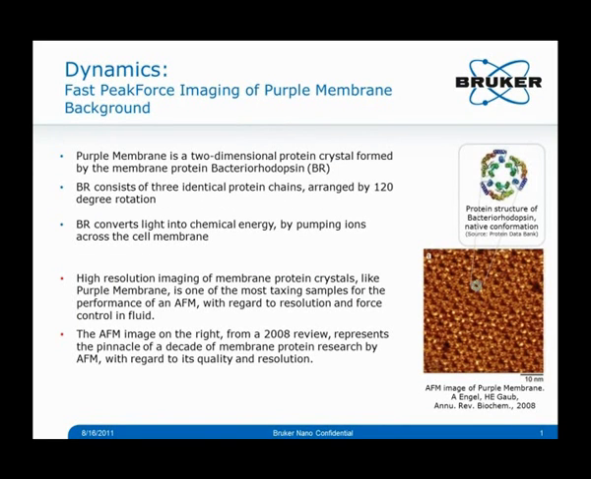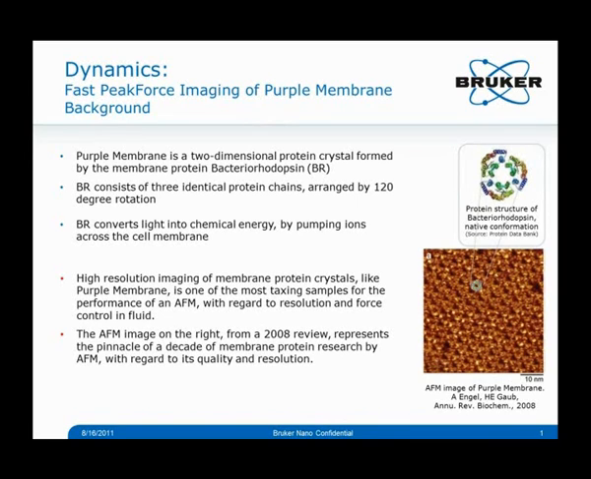Let's take a quick look at the background of this interesting and also very challenging field of AFM research. Purple membrane is a two-dimensional protein crystal formed by the membrane protein Bacteriorhodopsin, or BR. On the right-hand side you can see the protein structure of Bacteriorhodopsin in its native conformation. The source of this data is the Protein Data Bank and has been explored by X-ray crystallography. The complete structure and function of Bacteriorhodopsin had only been discovered in the year 2000.